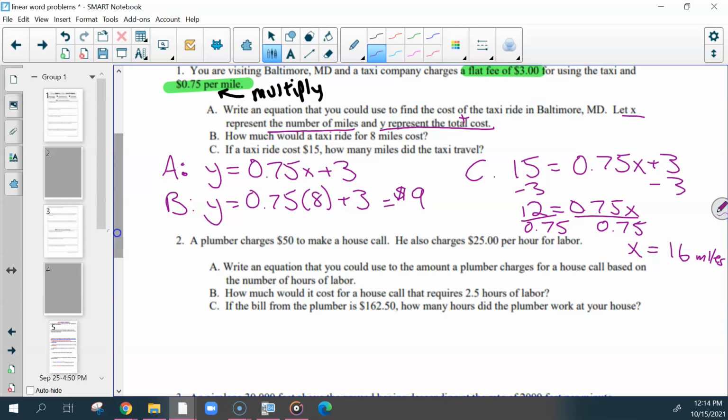Okay. So next class we'll come back and we'll do more of these examples. And you'll have time to practice more of the linear regression.